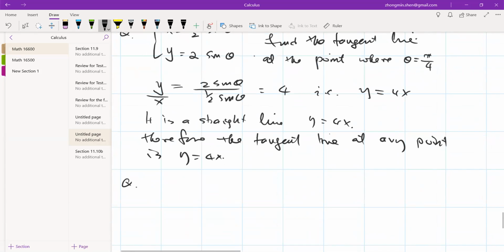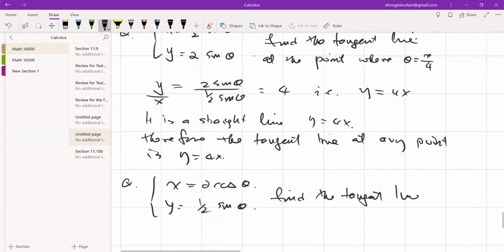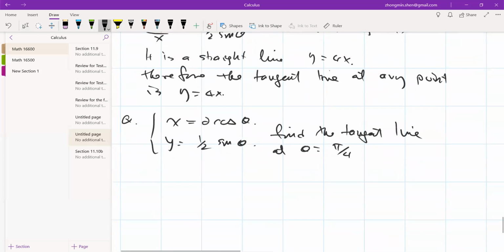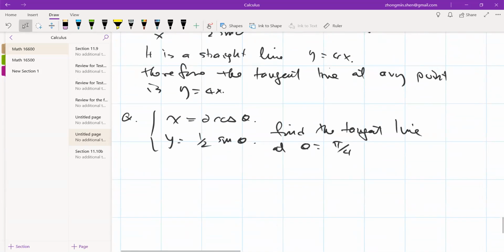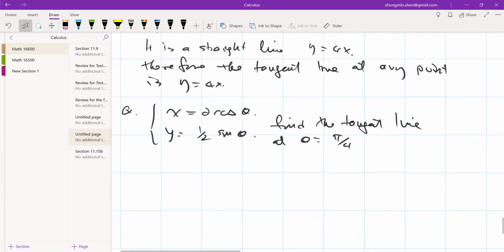Okay. So I'm going to change it to x equals 2 cosine theta, y equals 1/2 sine theta. Find the tangent line at the point when theta equals pi over 4. Then this is an ellipse.